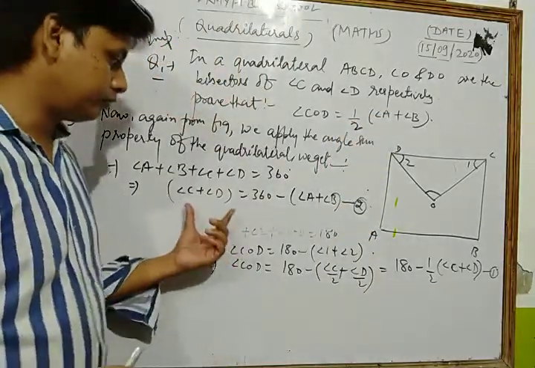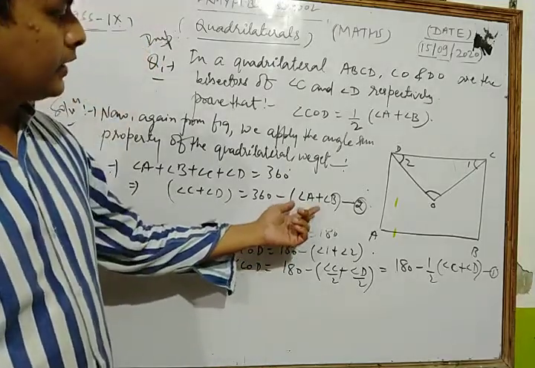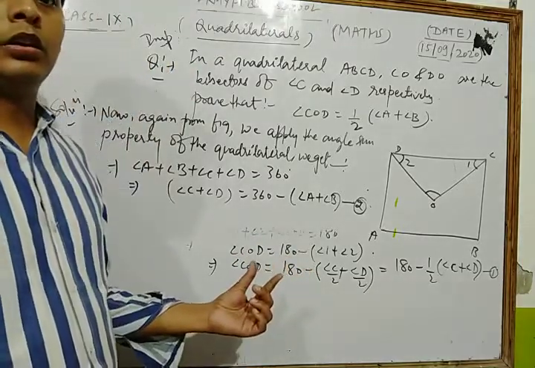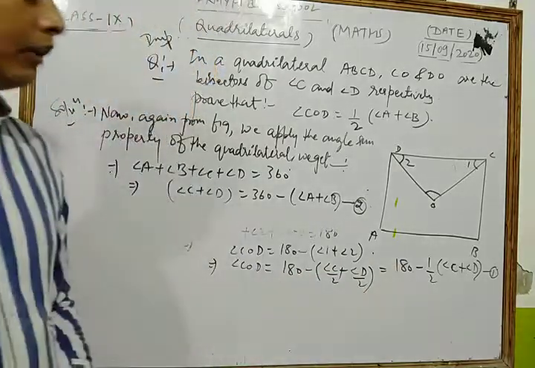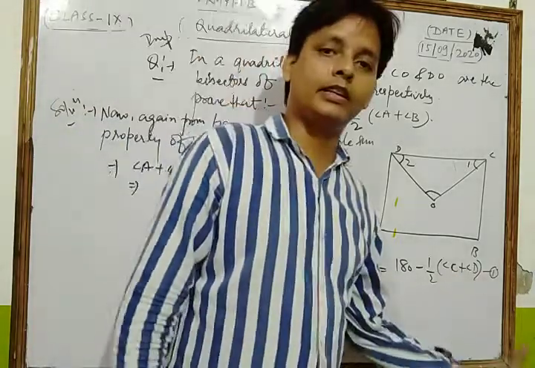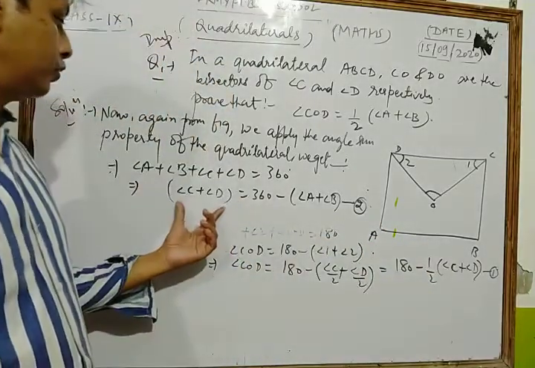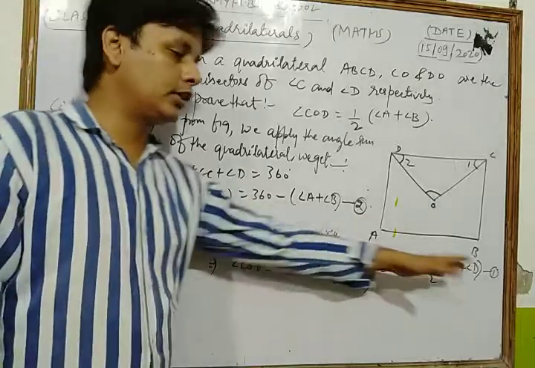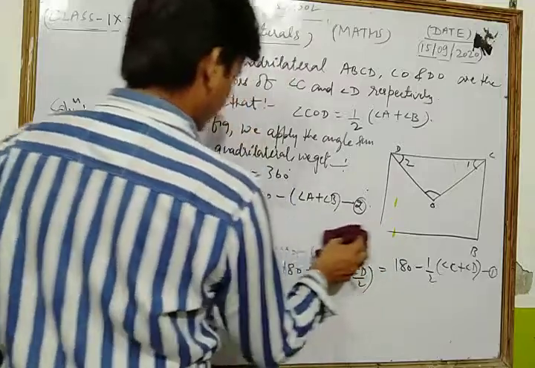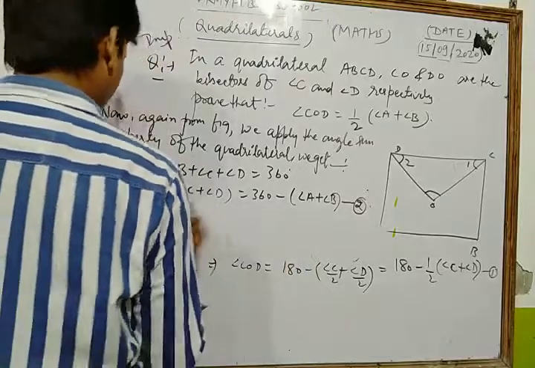Now here, the value of angle C plus angle D is 360 minus angle A plus angle B, and here we have a relation: angle COD is equal to 180 minus half of angle C plus angle D. Okay, now dear students, using equation 1 and 2, we put the value of angle C plus angle D in equation 1. The value of angle C plus angle D is that, so we put it in this relation.